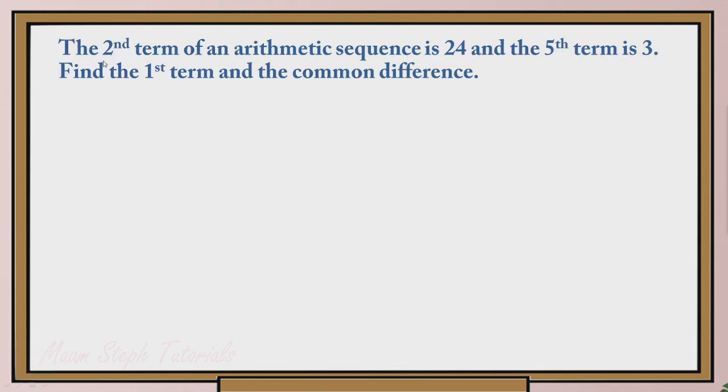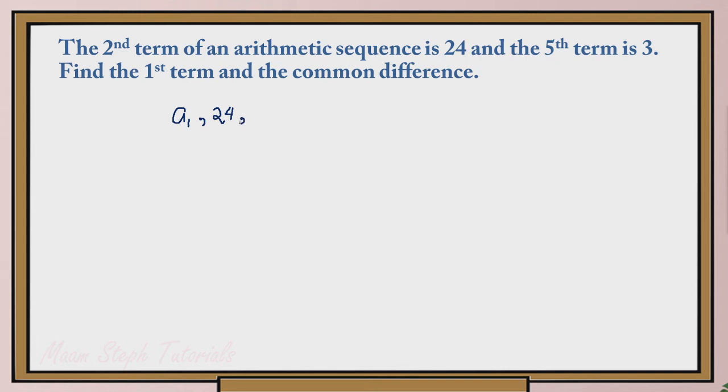So for this problem, we are given the second term of an arithmetic sequence, which is 24, and the fifth term is 3. So we are asked to find the first term and the common difference of this arithmetic sequence. So, to illustrate, we are to find the first term, which is a sub 1, and we are also given the second term, which is 24. So, 24 yung kasunod ng a sub 1, kasi siya yung second term.